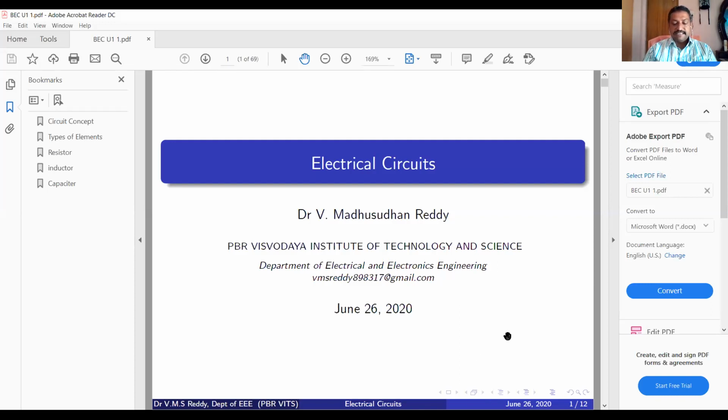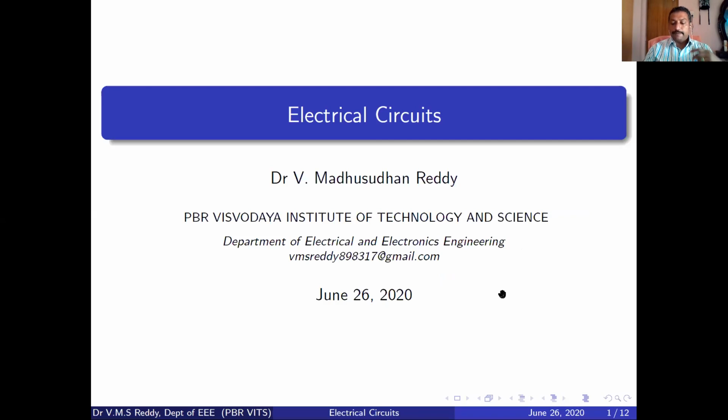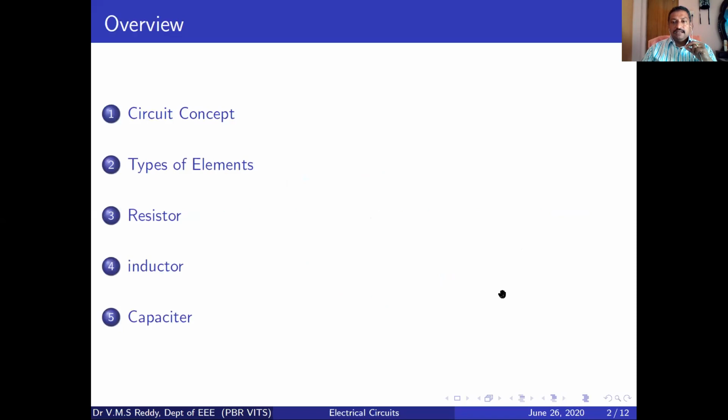The subject is basic electrical circuits. In this subject, the first unit contains electrical circuits and magnetic circuits. In this video, I will discuss electrical circuits only. In electrical circuits, first I start with the circuit concept, types of elements: resistor, inductor, and capacitor.